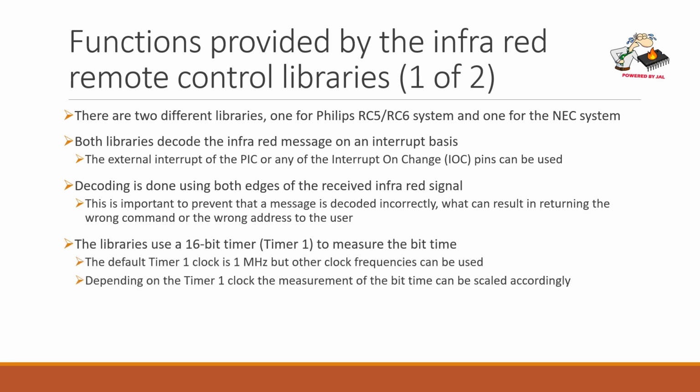The library uses a 16-bit timer to measure the bit time, and it assumes a timer clock of 1 MHz, but you can also use other clock frequencies. And if you change the clock frequency of timer 1, you can scale the bit times accordingly. And the library accepts a variation of 25% on the bit times, and this increases the sensitivity of the remote control decoder.